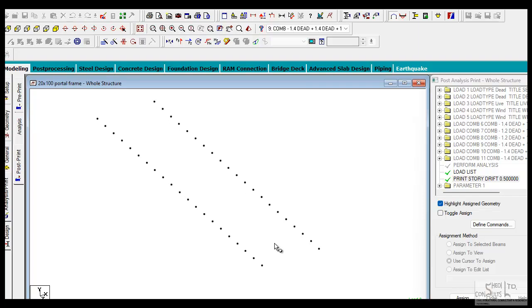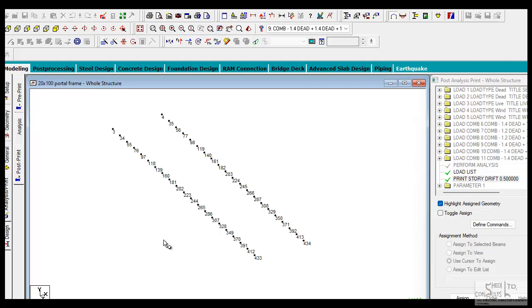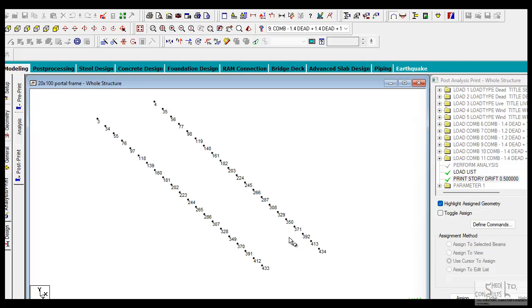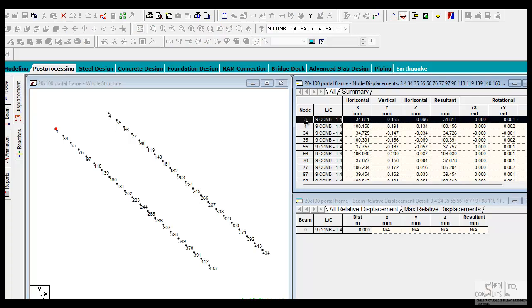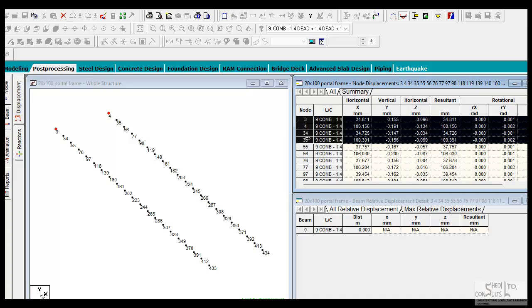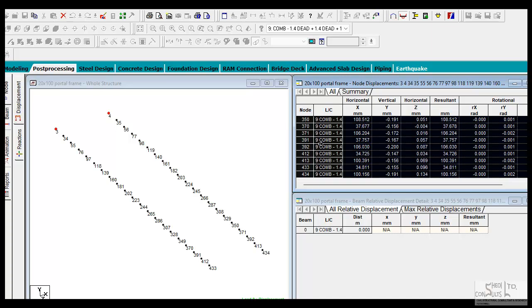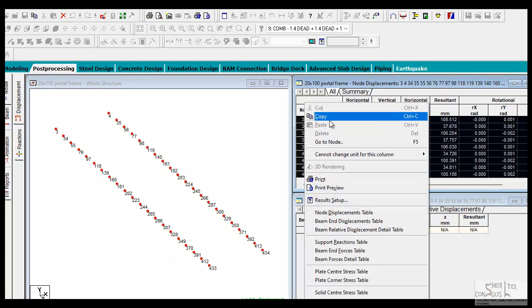What this does is, look at all the nodes at this elevation, at elevation 6. You have all these nodes. Now let's go to the post processor. This is displacement, the displacement of all the nodes. Let me copy out the displacement of all these selected nodes. Okay.